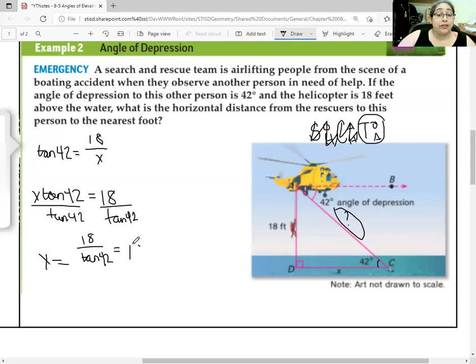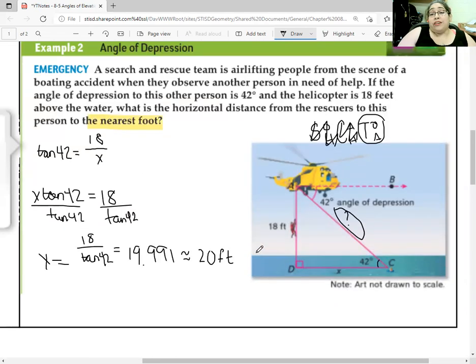Welcome back. My calculator is showing that, whoa, sorry, my mouse got away from me. My calculator is showing that the horizontal distance to the victim, x, which is 18 divided by tangent of 42, is 19.991 feet. My word problem says to the nearest foot. So I'm going to round this to the nearest whole number and say that that helicopter needs to move a distance of about 20 feet in order to put the rescuer directly above the victim, the other person that they're in need of help, they're going to rescue.